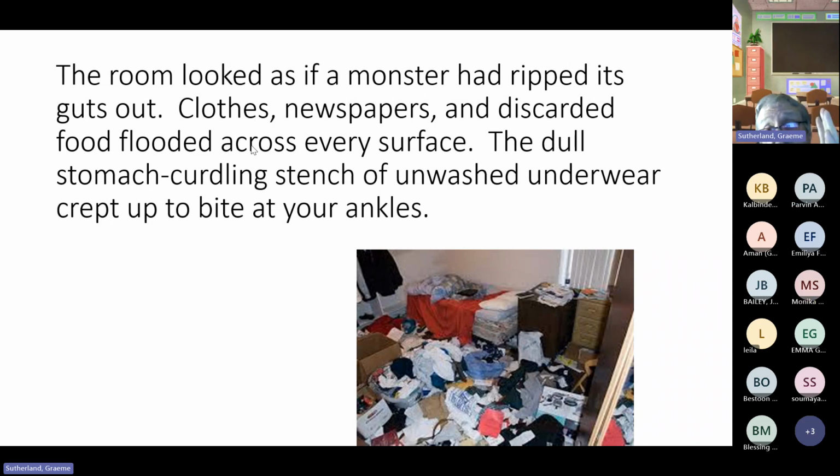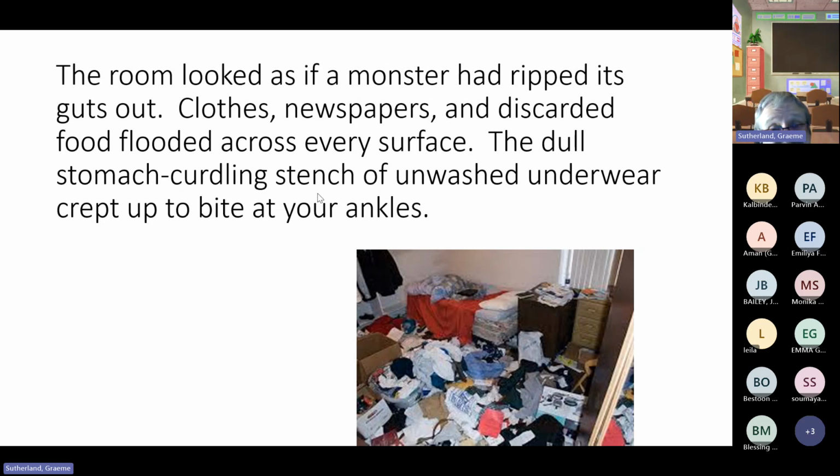But then just listing is really, really effective. So you've got lots of stuff: clothes, newspapers, discarded food, just a list. But then the word flooded is a water image, like it's a flood of rubbish that's come through, drowning the room.